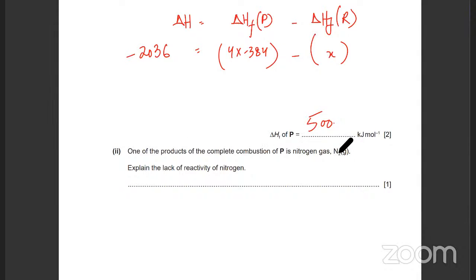One of the products of the complete combustion of PE is nitrogen gas. Explain the lack of reactivity. Give me two reasons. They're asking for one reason, but give me two reasons why nitrogen gas is inert.